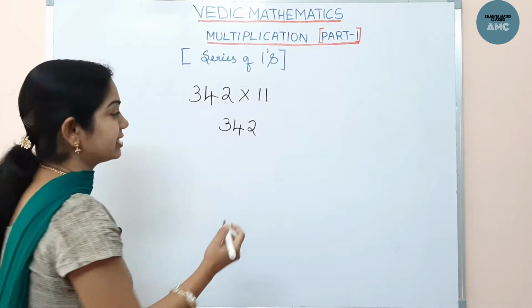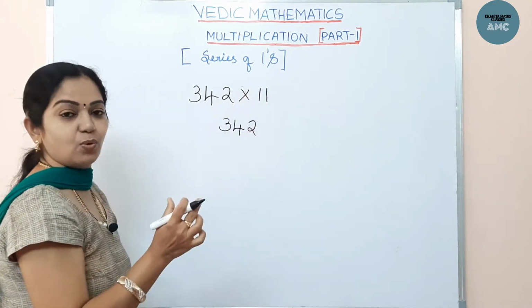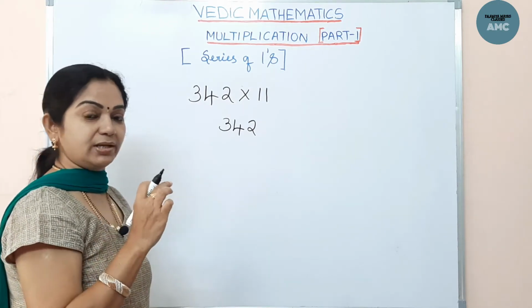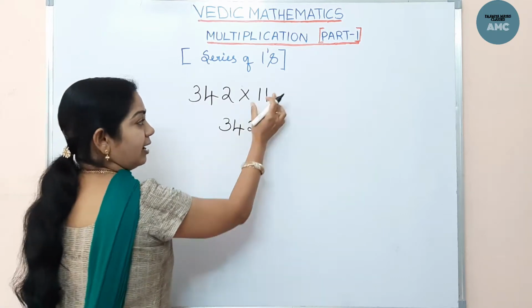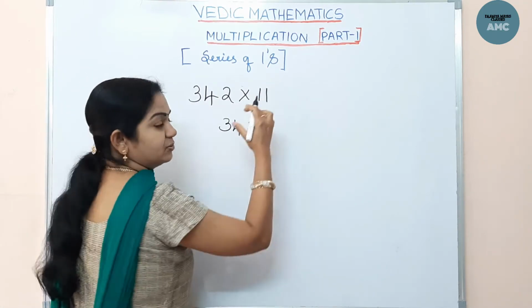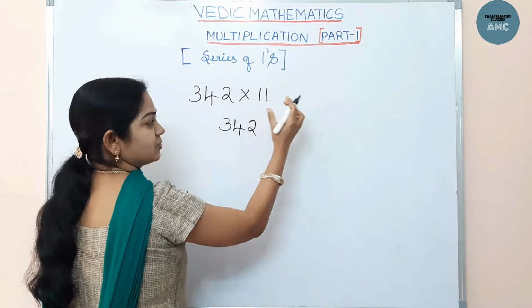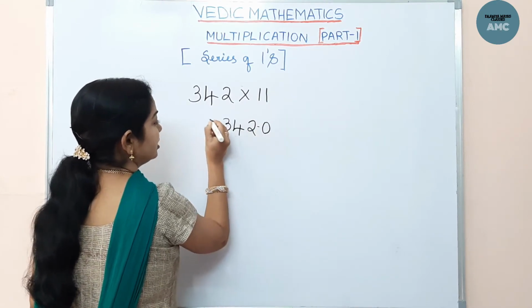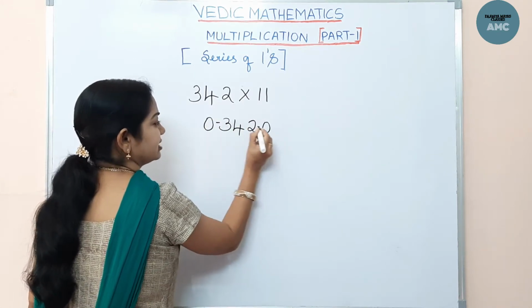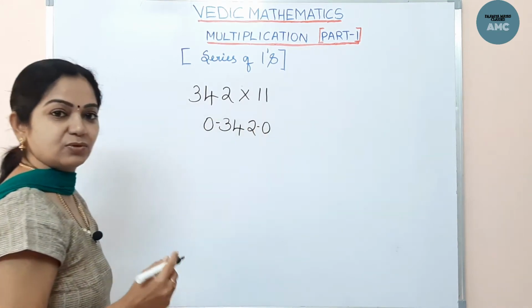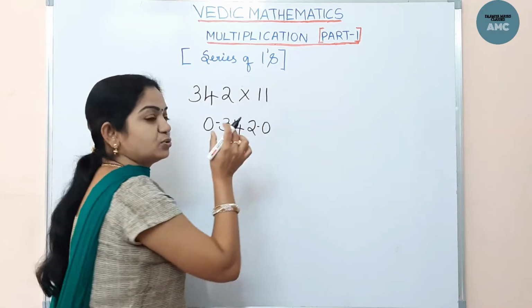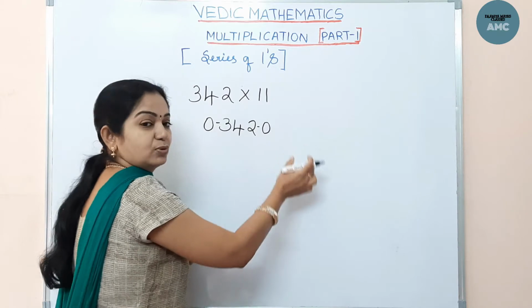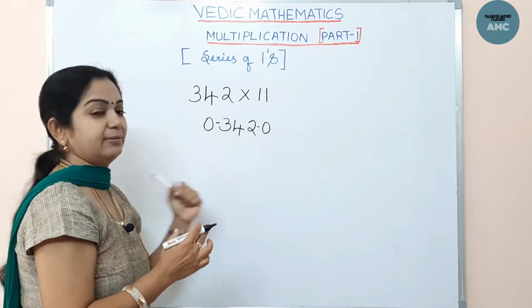Now how many ones do I have? 2 ones. So you have to reduce 1. So 2 ones, after reducing 1, you get only 1. So the number of ones reduces by 1. So 2 minus 1 is 1, isn't it? So I will be adding 0 to both the sides of my number. If 3 ones are there, I'll be adding 2 zeros to both sides of the same number.